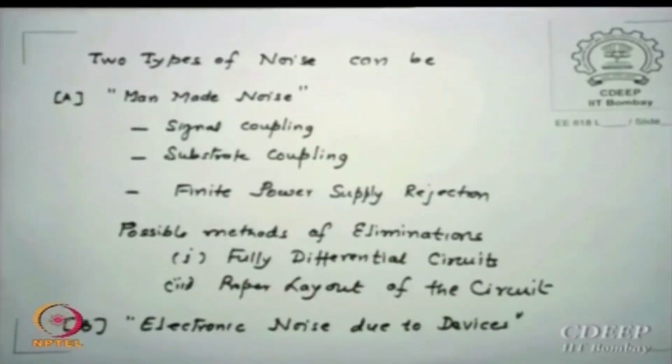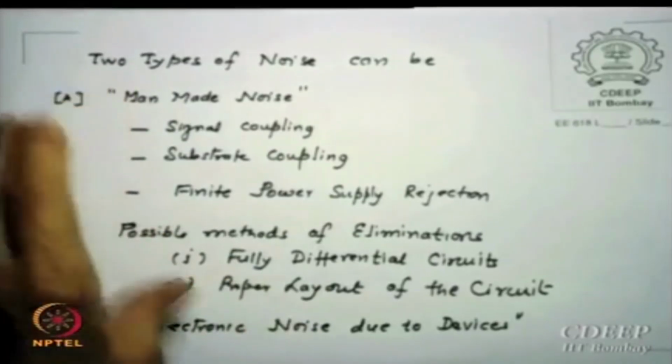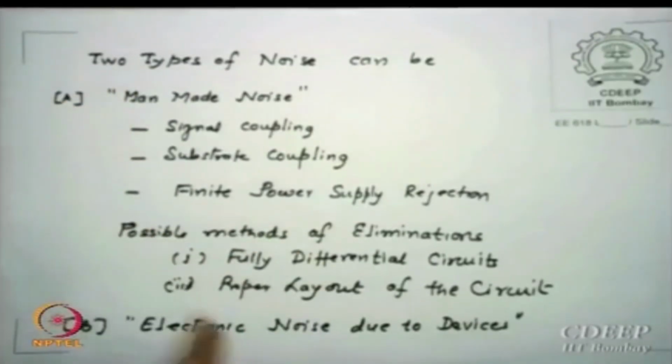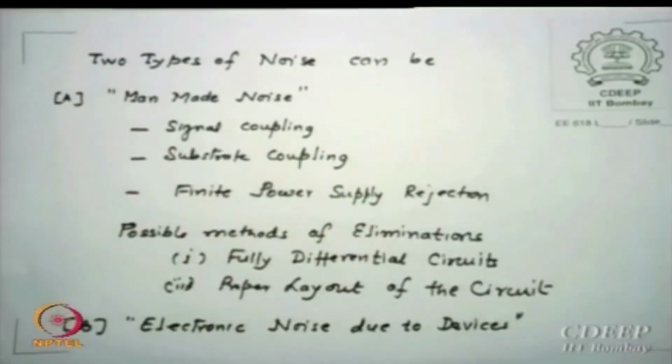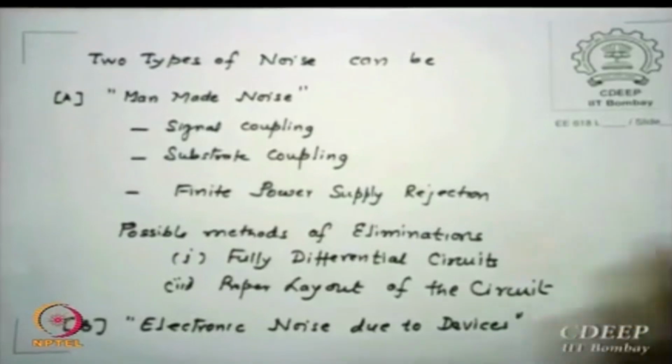The other one, which I call man-made, not due to the system I am making, is essentially electronic noise due to devices, which is inherent with the way we work. This we already discussed somewhere. Now, the substrate coupling, which we haven't discussed very much, I will talk about later. Maybe I can show right here what substrate noise is about.